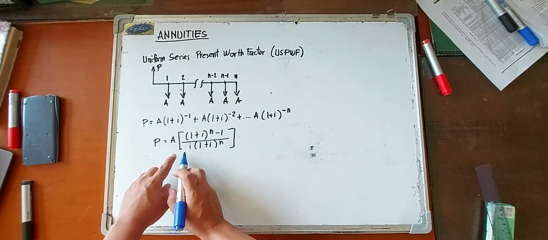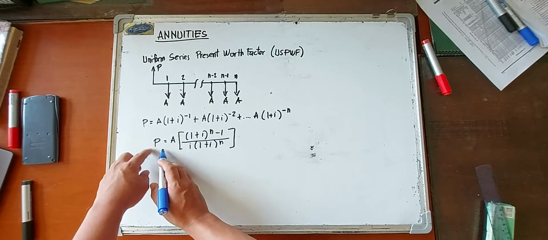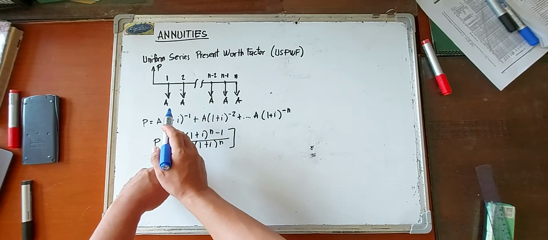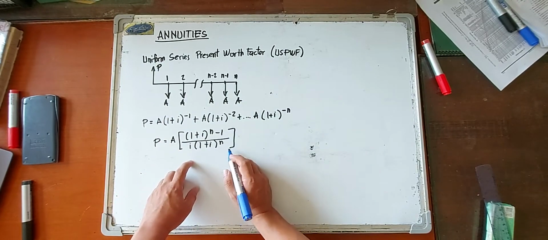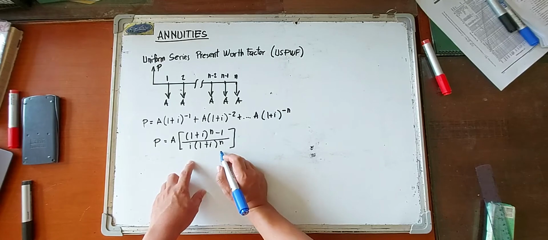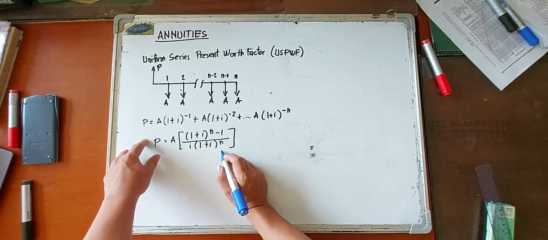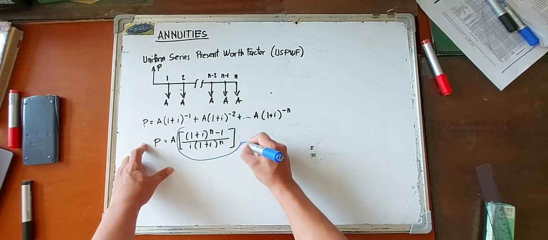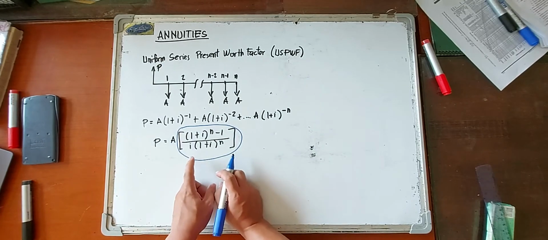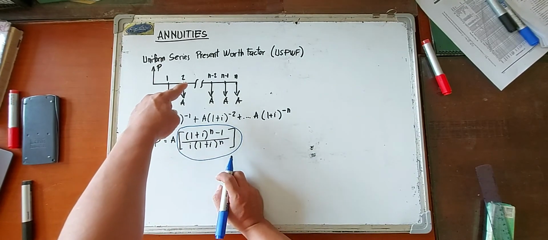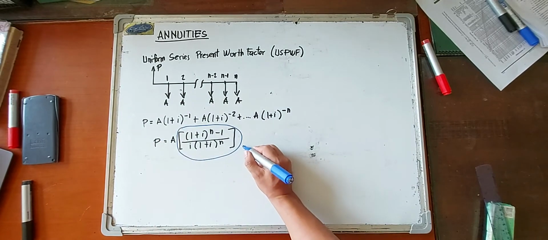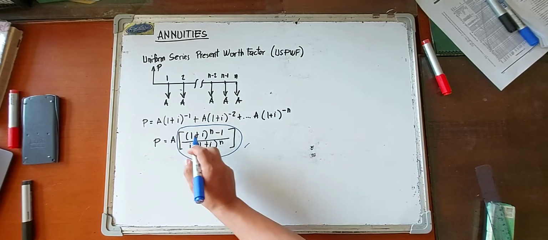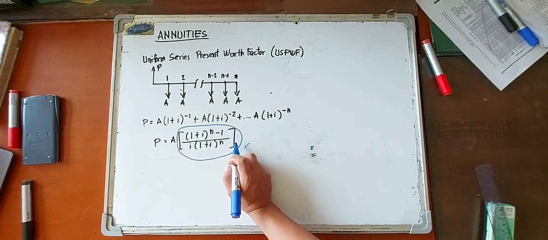And you would be arriving with this formula to solve for the present value of this particular periodic payments of A. So the term in the bracket, we call this the uniform series present worth factor. Okay, uniform series present worth factor. Ito yung naka-enclose sa bracket.